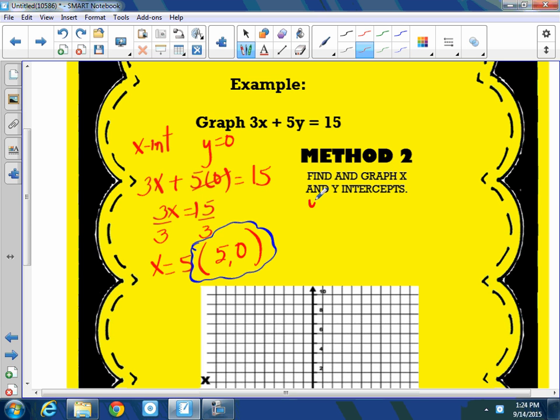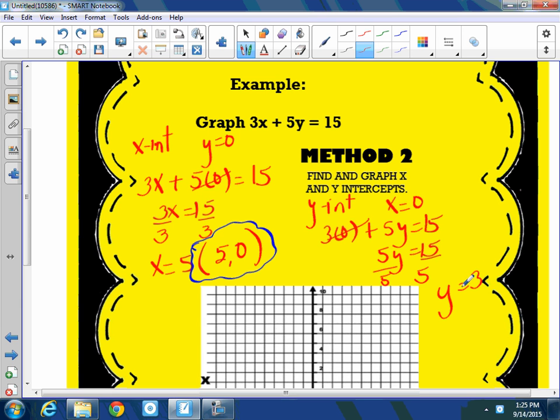Alright, for the y-intercept, x equals 0. So it's going to be 0 plus 5y equals 15. Because 0 is 0, we have 5y equals 15, divided by 5, and y equals 3. So the y-intercept would be 0, 3. And this is what we're going to be using.